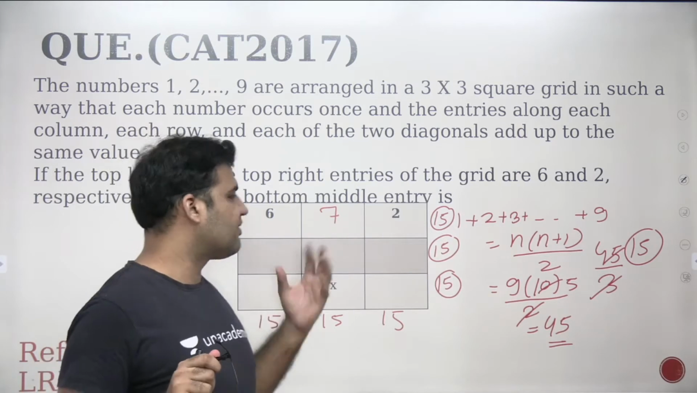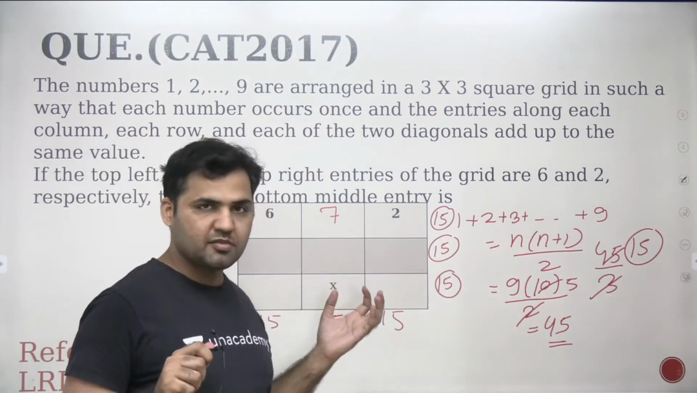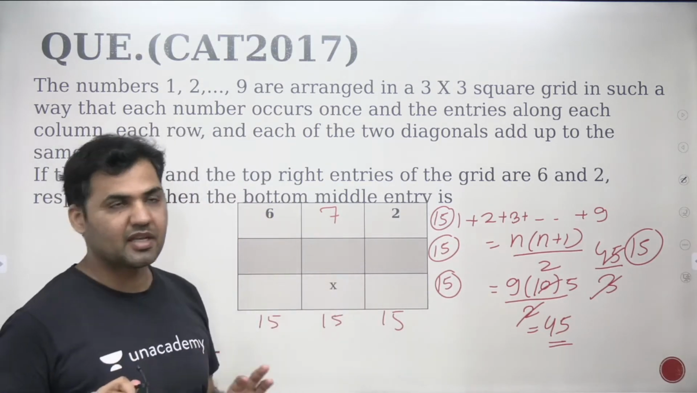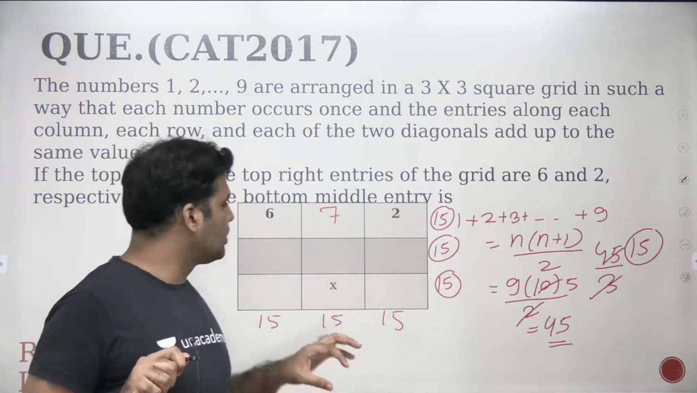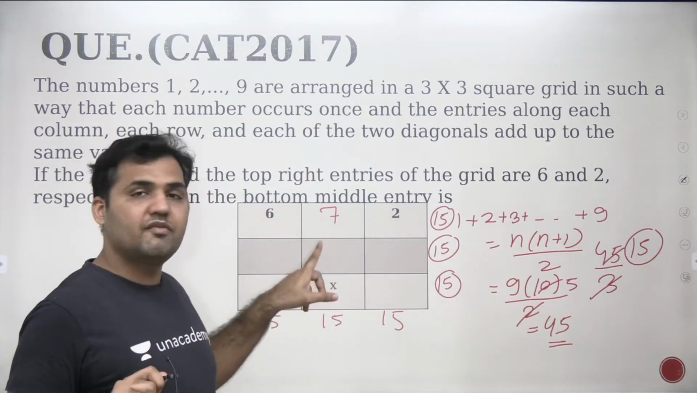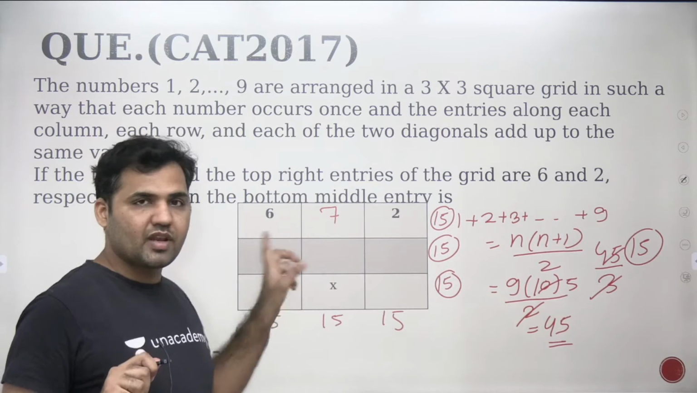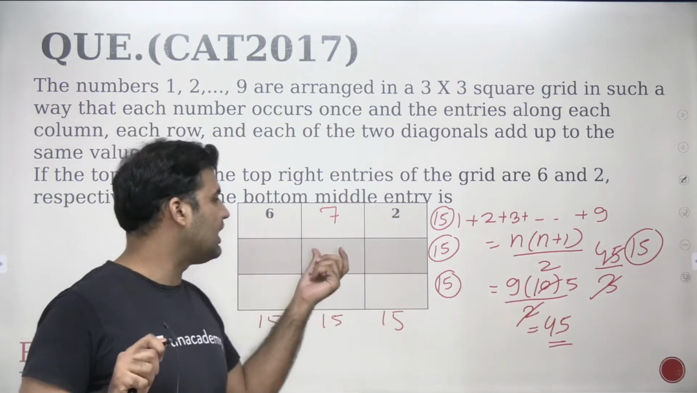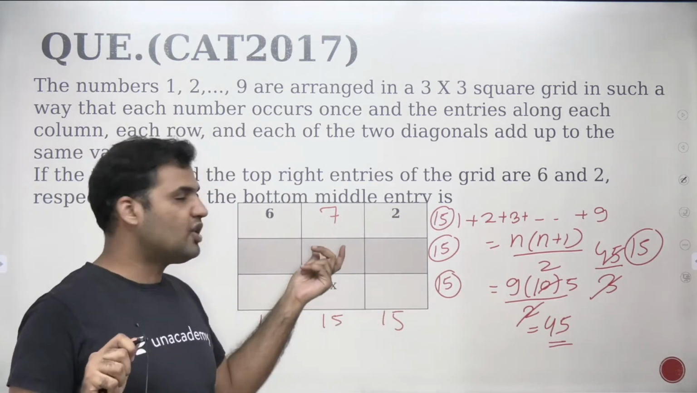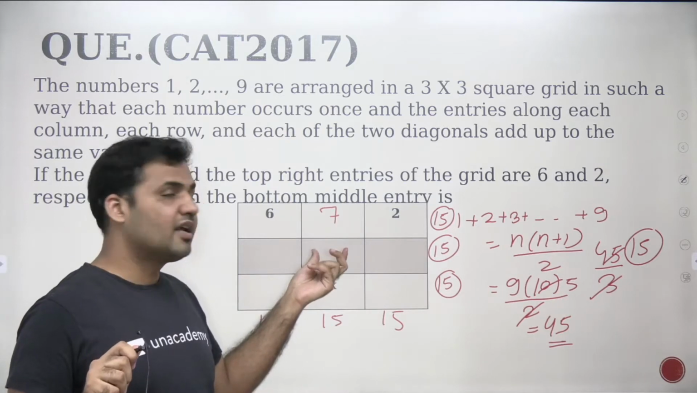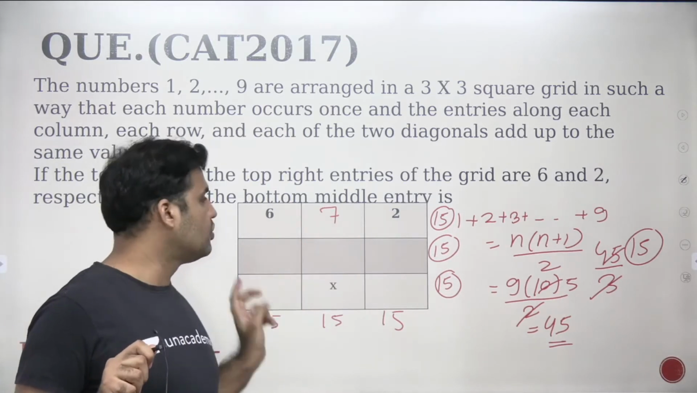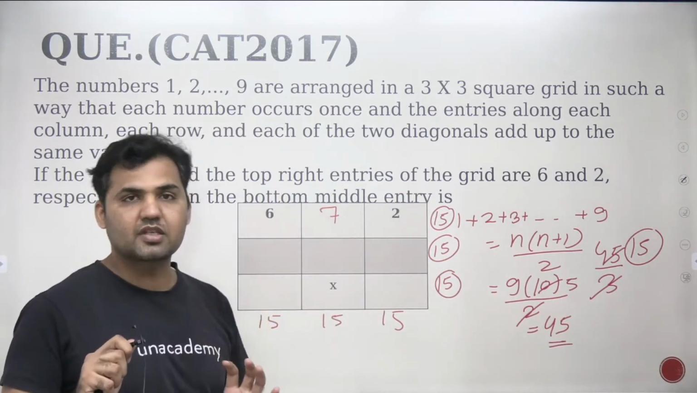Now, there are some tricks that you can use. Ki middle mein 5 aayega, right? If you can just keep this in mind. But I don't want you to cram any of this. Let's reach this conclusion. Which number will come in the middle, right? So whenever you're solving a matrix, try to fill in the middle number. The moment you find the middle number, it becomes very easy for you to fill the complete matrix.